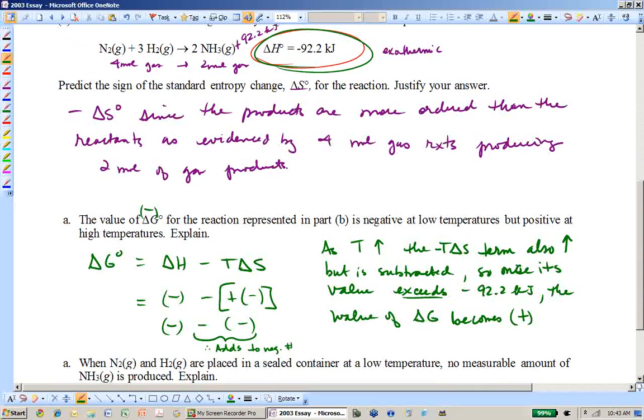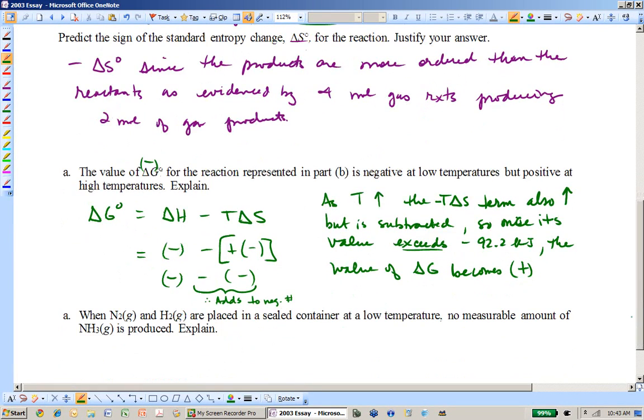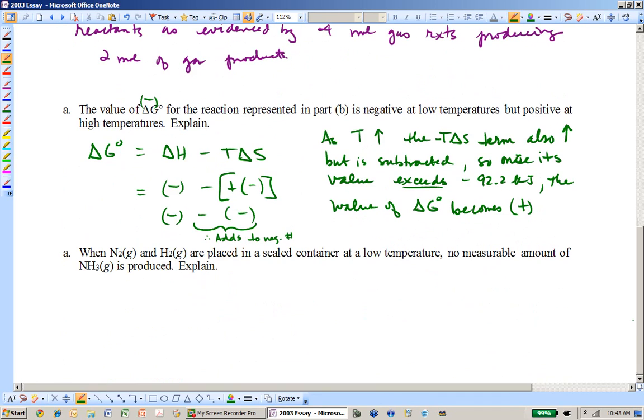Notice I said exceeds, because if I said it was equal to that, then delta G would be a flat-out 0 and would be at equilibrium. So choose your words carefully. You've got to go past that point of no return for delta G to become positive.